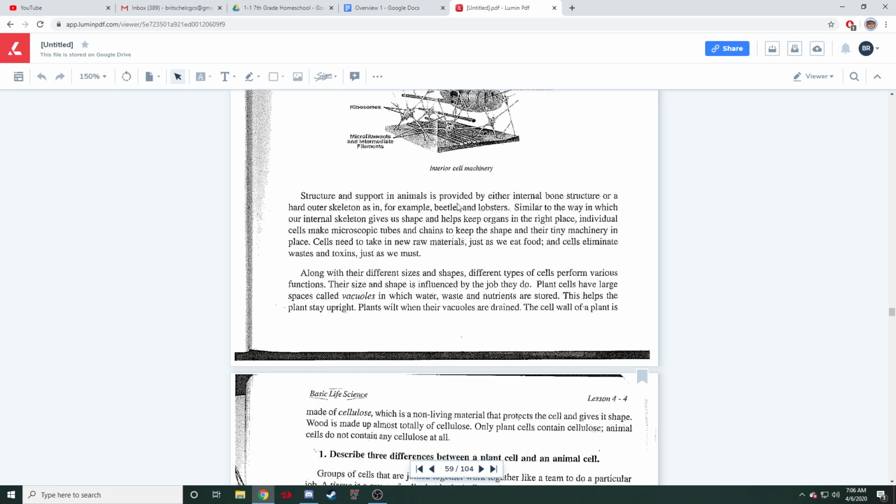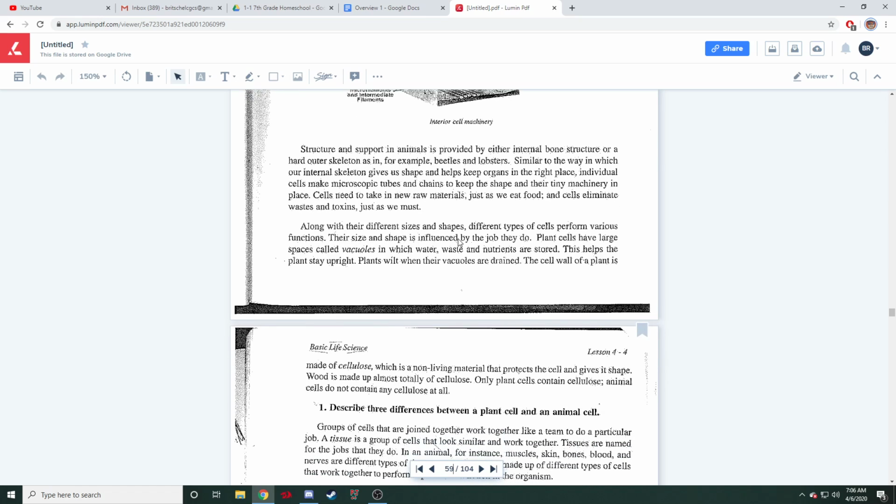Structure and support in animals is provided by either internal bone structure or a hard outer skeleton, as in, for example, beetles and lobsters. Similar to the way in which our internal skeleton gives us shape and helps keep organs in the right place, individual cells make microscopic tubes and chains to keep the shape and their tiny machinery in place. Cells need to take in new raw materials just as we eat food, and cells eliminate waste and toxins just as we must. Along with their different sizes and shapes, different types of cells perform various functions. The size and shape is influenced by the job they do.